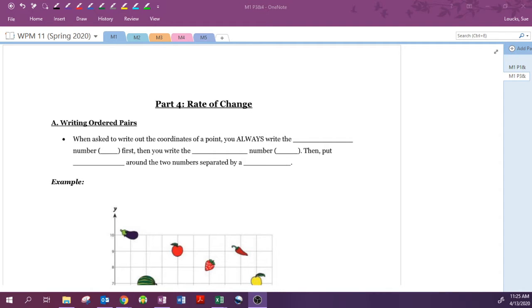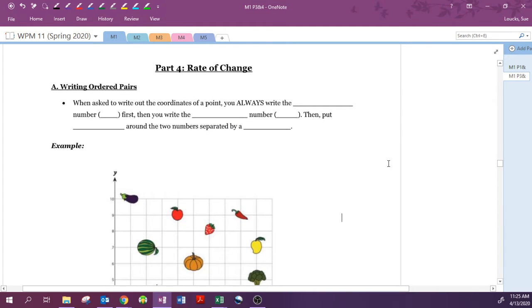Okay, here we go with part 4 of Workplace Math 11, Unit 1, Rate of Change. And we're going to start with looking at writing ordered pairs. Ordered pairs are how we describe the location of a point on a graph, or a grid rather.